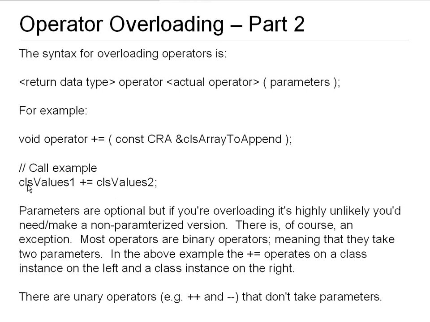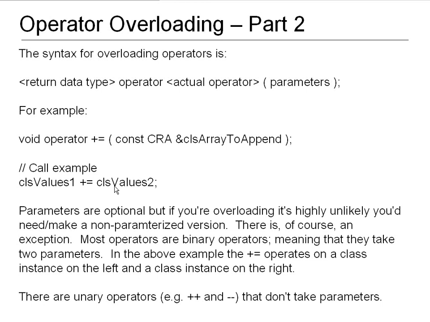And how that might be used is assuming that values1 and values2 are both instances of C resizable array. You could say values1 plus equals values2, and it would append all the entries in values2 to the end of values1. And that's a big deal because it has to allocate a new hunk of memory, copy the old values, get the other values from the other array, and then delete the old memory for values1. It's a big deal.